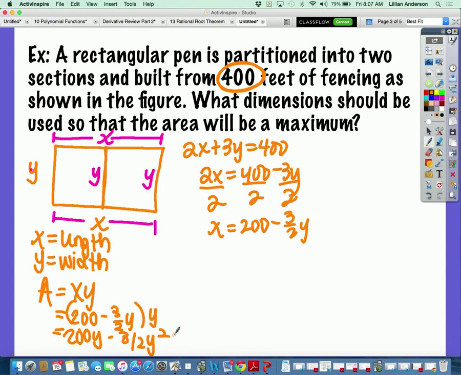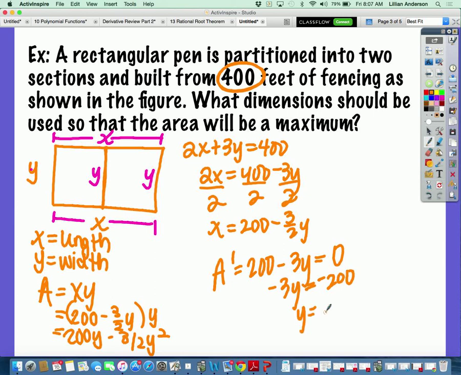So basically I'm going to take the derivative, so that I can figure out what the dimensions should be so that the area will be maximized. So the derivative of my area is 200 minus 3y. When you multiply 2 by 3 halves, you just get 3. Set that equal to 0 and solve. Divide by 3. And y is going to end up being 200 over 3.